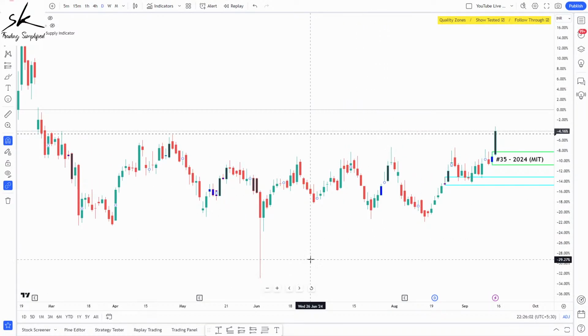And on the chart, you can see I have already applied the demand and supply zone indicator, so I don't have to identify the zones. The indicator is doing it automatically for me, also plotting the zones for me.